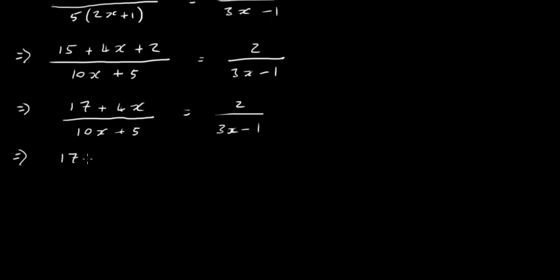So it's 17 plus 4x. I'm going to multiply that by 3x minus 1. That's going to be equal to 2 times the denominator on the left hand side, which is 10x plus 5. Okay, so let's just keep going.